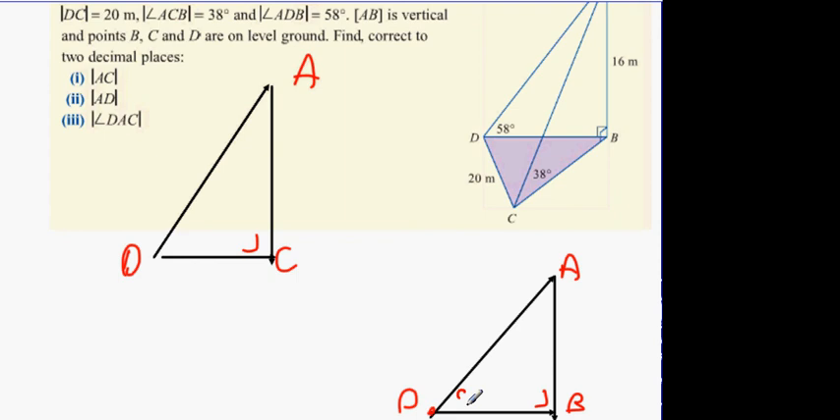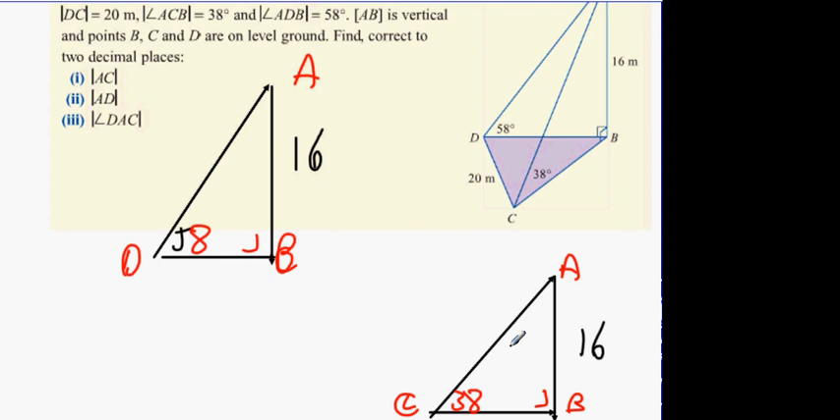Sorry, guys. That's a C, and that's a B. ABC and ABD. ABD is an angle of 58, and this one here is an angle of 38. We know the two lengths. The two lengths are 16 for the one that has 38 in it, and it's also 16 here.